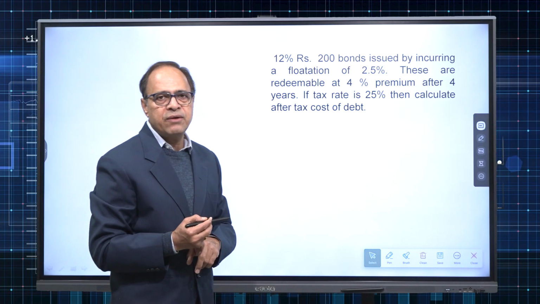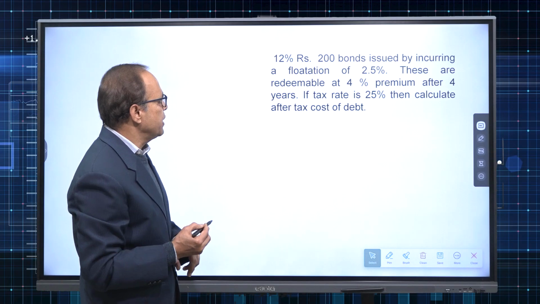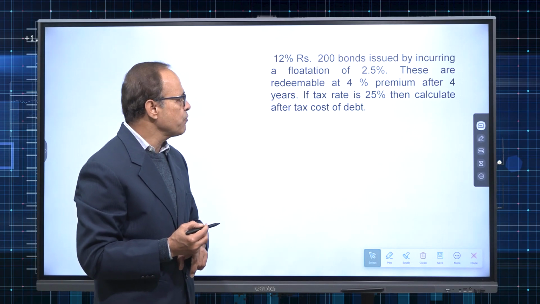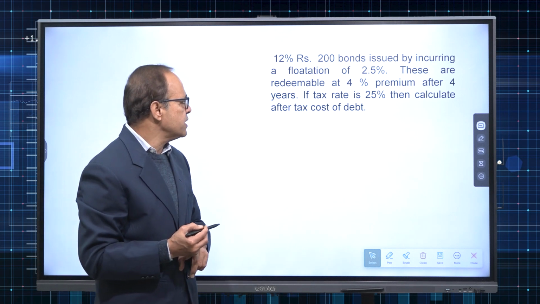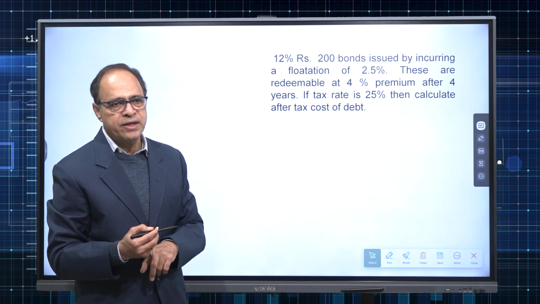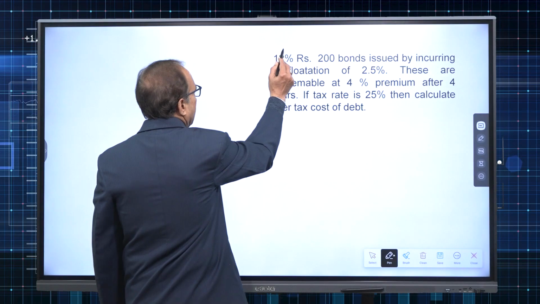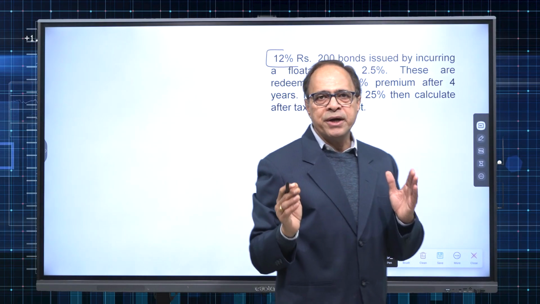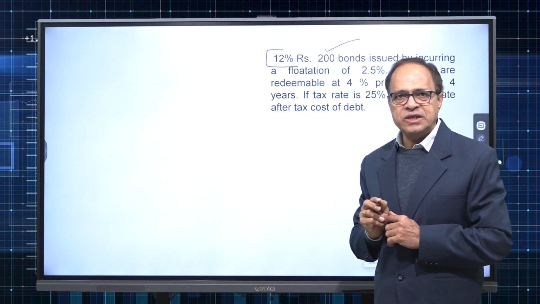So as you can see, we have a numerical with us. 12% rupees 200 bond issued by incurring a flotation cost of 2.5%. These are redeemable at 4% premium after 4 years. If tax rate is 25%, then calculate cost of debt. So in this case, what are the parameters? 12% is the coupon rate. And always remember, coupon rate or interest rate is a function of par value or face value.